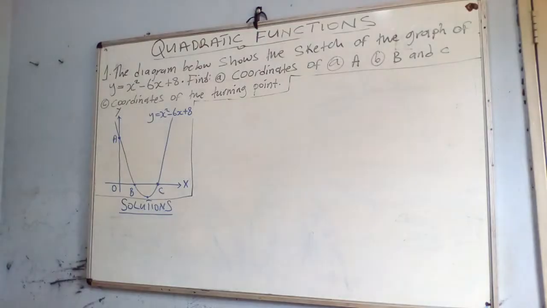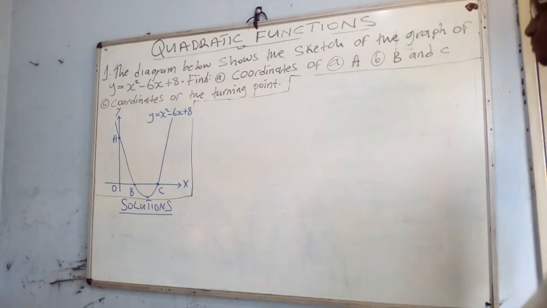Enjoy the lesson. On the board, we have a question from a topic called quadratic functions. It says the diagram below shows the sketch of the graph of y is equal to x squared minus 6x plus 8. Find coordinates of A, coordinates of B and C, coordinates of the turning point.